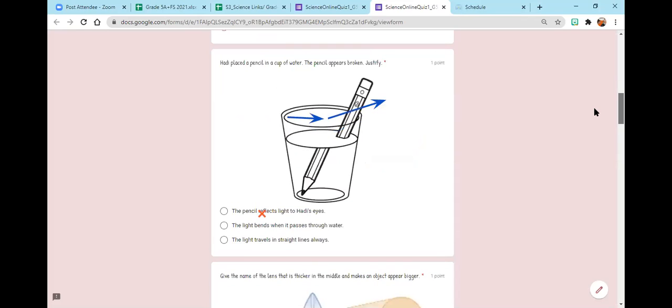Hadi placed a pencil in a cup of water. The pencil appears broken. What happens? The light bends when it passes through the water. Okay. Of course, the light does not travel in straight lines because we have two different mediums. We have water inside and air outside. You know that when light rays pass from a medium to a different medium, it bends. Light rays bend, they change their direction. So it's the second one. The light bends when it passes through water.